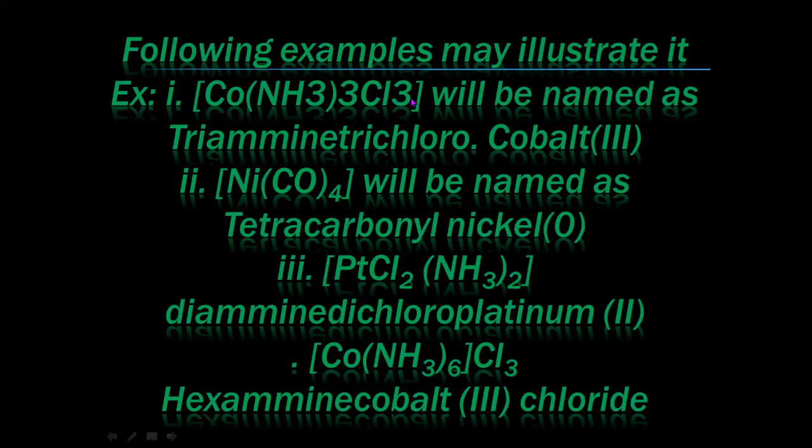[Co(NH3)3]Cl3, its name will be: first we have to write this ligand with the 3 molecules, therefore triammine. Again, this ligand with 3 ions, trichloro, cobalt(III). Here 3 is the oxidation state of cobalt. Here, tetracarbonyl nickel(0). 0 is the oxidation state of nickel in this compound.